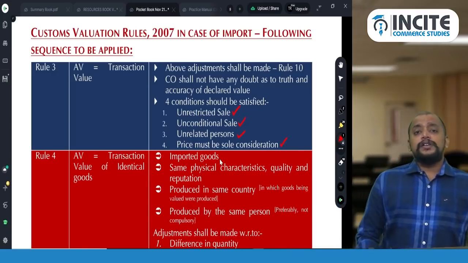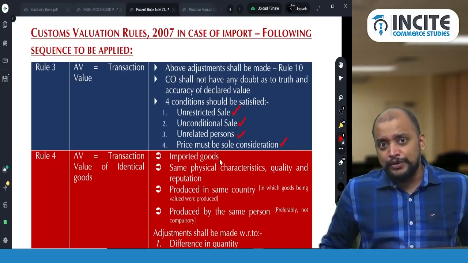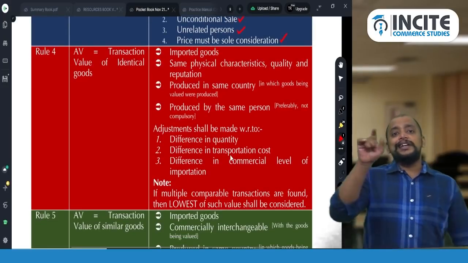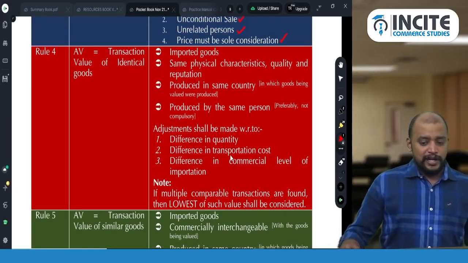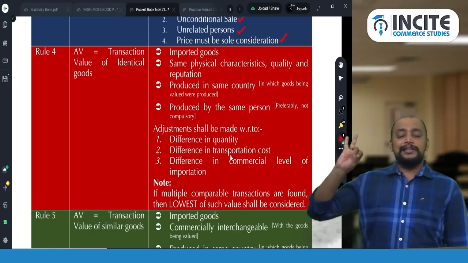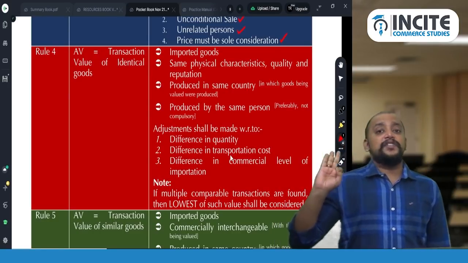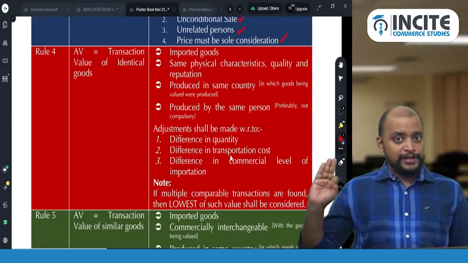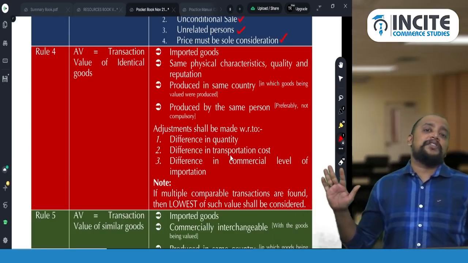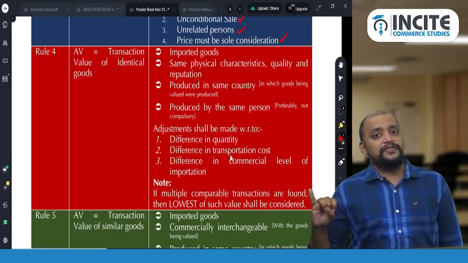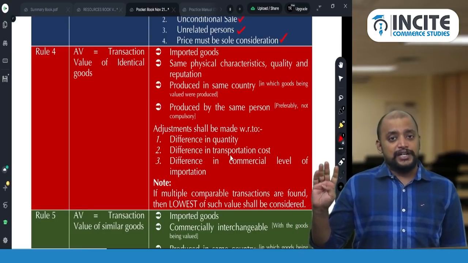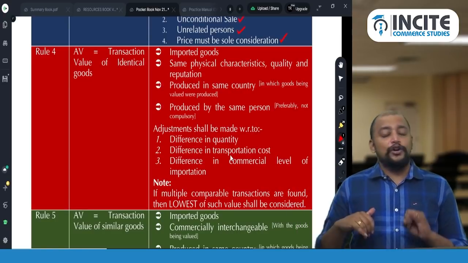Now suppose the transaction value fails, what do we need to do? Take the transaction value of the identical goods. That is Rule 4. Remember TIS DCR. First, transaction value. Second, identical goods: transaction value of identical goods. S for similar goods: transaction value of similar goods. If that also fails, DCR. D for deductive value, C for computed value, R for residual value. TIS DCR. T for transaction value, I for identical goods, S for similar goods, D for deductive value, C for computed value, R for residual value.